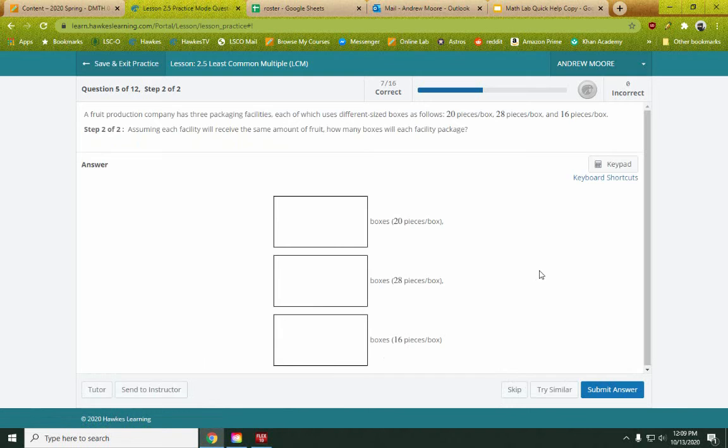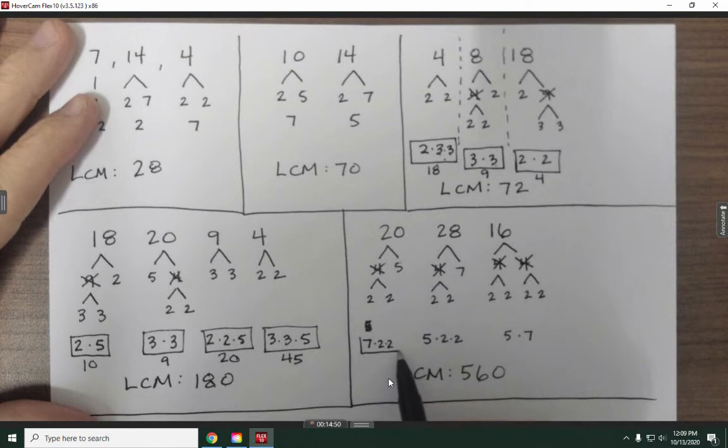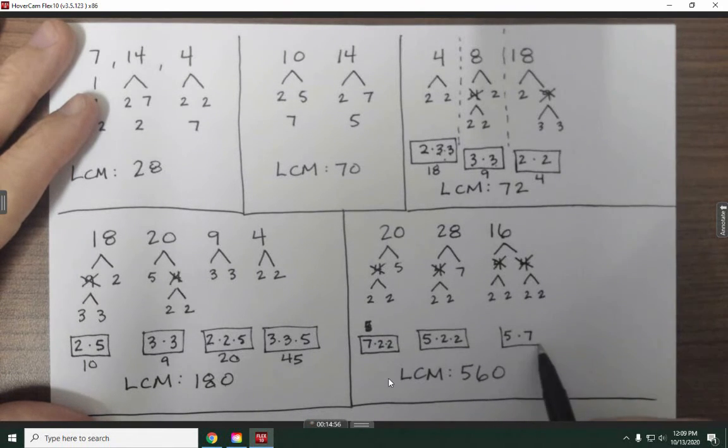So now it says, assuming each facility will receive the same amount of fruit, how many boxes will each facility package? And that's the same thing as what we're doing here. We're actually taking this and dividing it by this to get this answer. So these are our answers for our step 2.